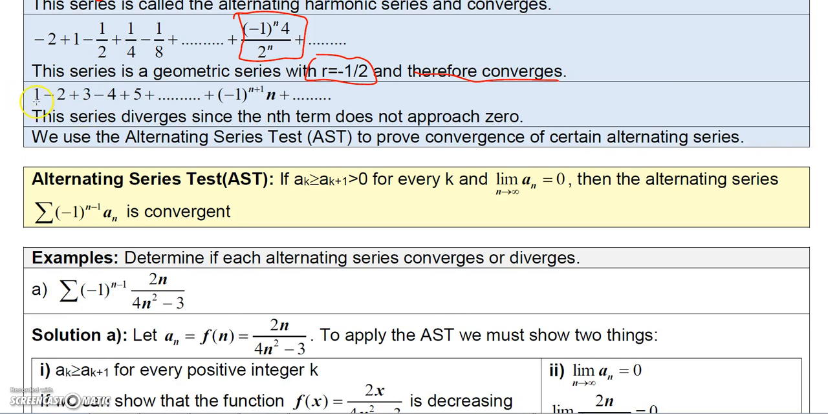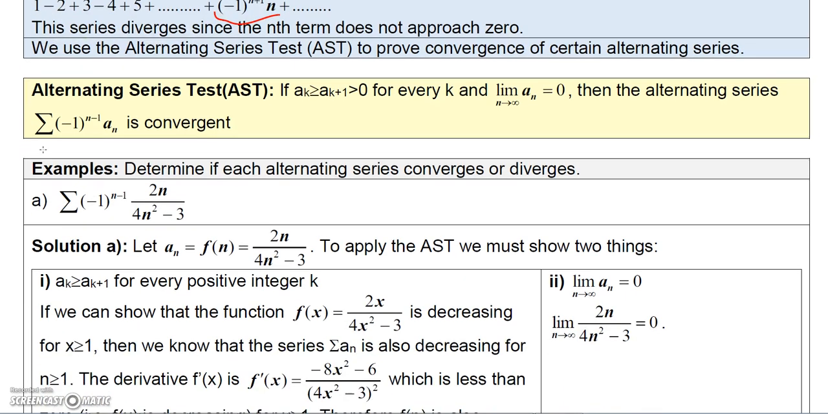This next series, 1 minus 2 plus 3 minus 4 plus 5, where the nth term is (-1)^(n+1) times n, actually diverges by the nth term test, because the nth term does not approach 0, so therefore this series must diverge.